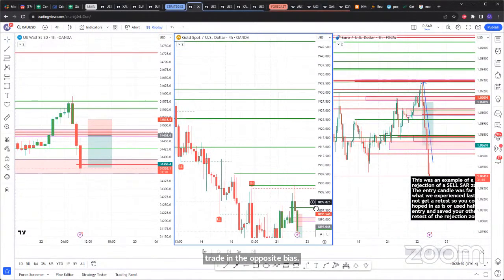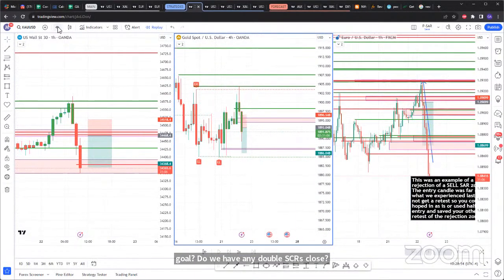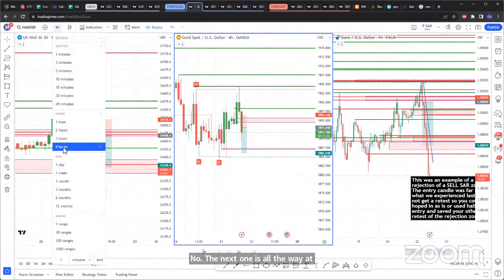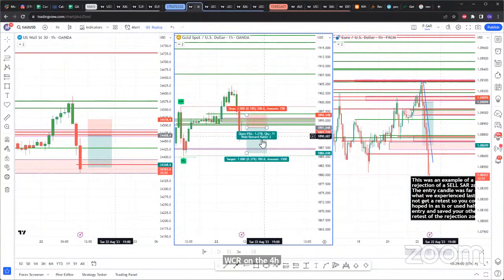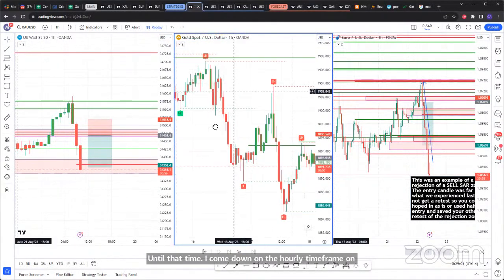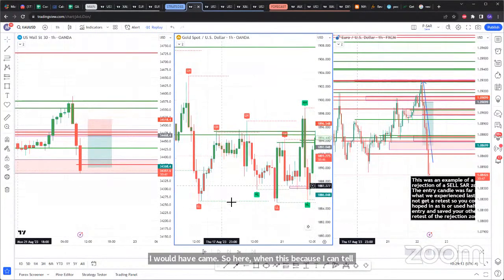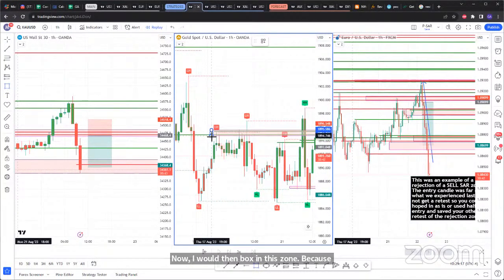Do we have any double SARs close? No. The next one is all the way at 1922. So there's no double SAR on the 4 hour until that time. I come down on the hourly time frame. On the hourly time frame, I can tell this SAR to the top had been formed by this candle. Now, I would then box in this zone, because this is a double SAR.